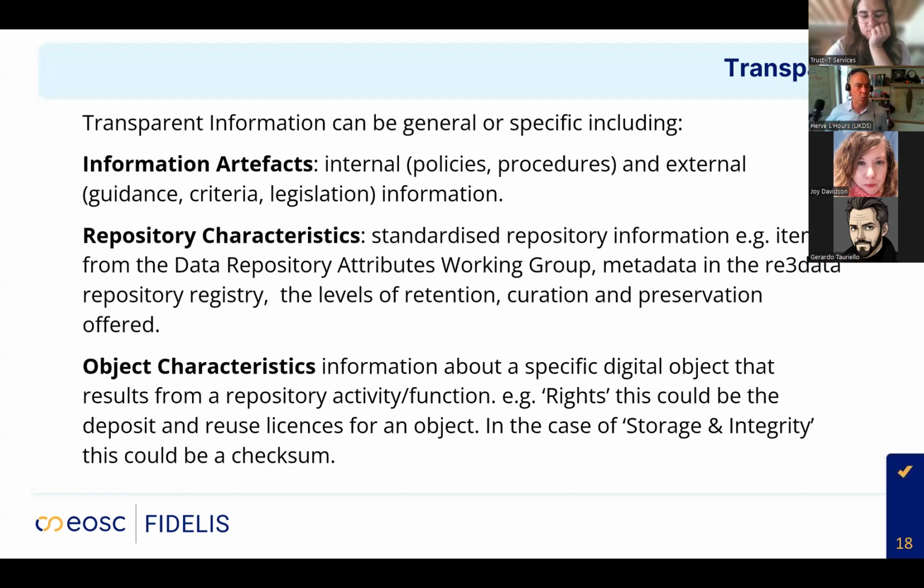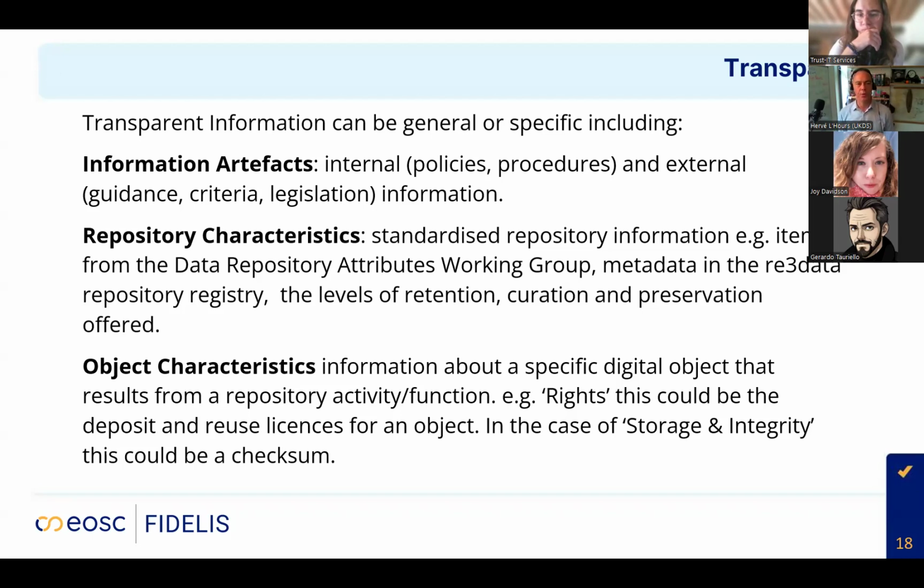One of the pieces that we'll end up working on a little bit further in the future is how this information also implies specific object characteristics. So something about an object that results from a repository's activity or function. So under rights, this could be the specific deposit and reuse license for an object. In the case of the activity and function on storage integrity, the outcome for an object might be a specific checksum, for instance. So it's drawing from the activities of the repository and then moving into what that implies for the specific characteristics at the object level.